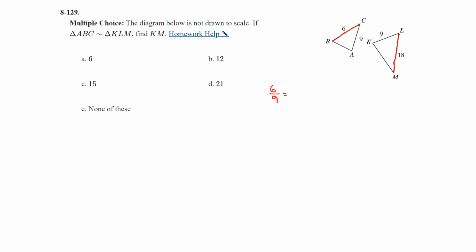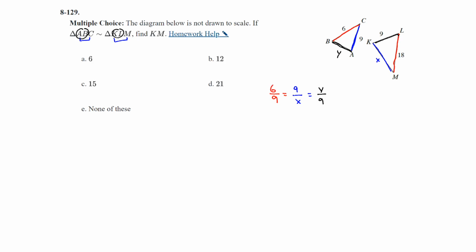is equal to, and now let's pick this length CA. So that's 9. And then CA should match up with KM, which I'm going to call X because we don't have that, is then equal to, let's do this length right here. We'll call this Y is equal to Y. And then BA matches up with KL, and KL is 9.